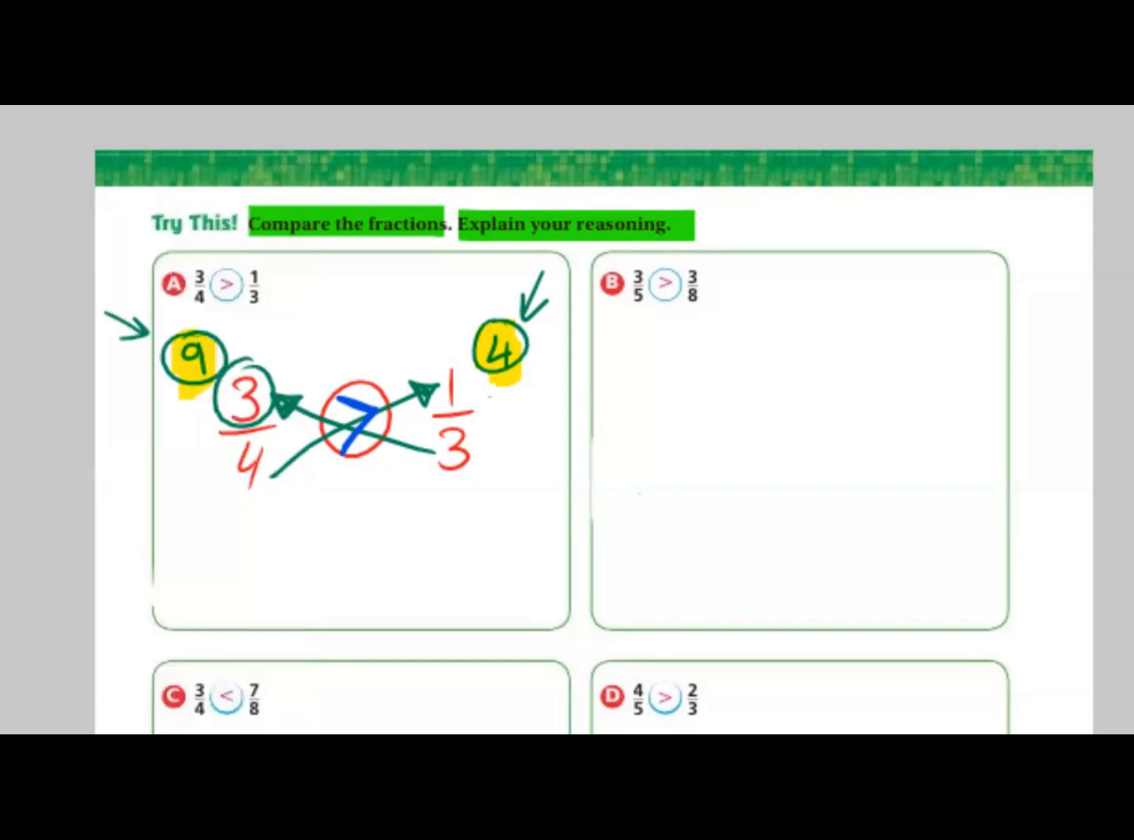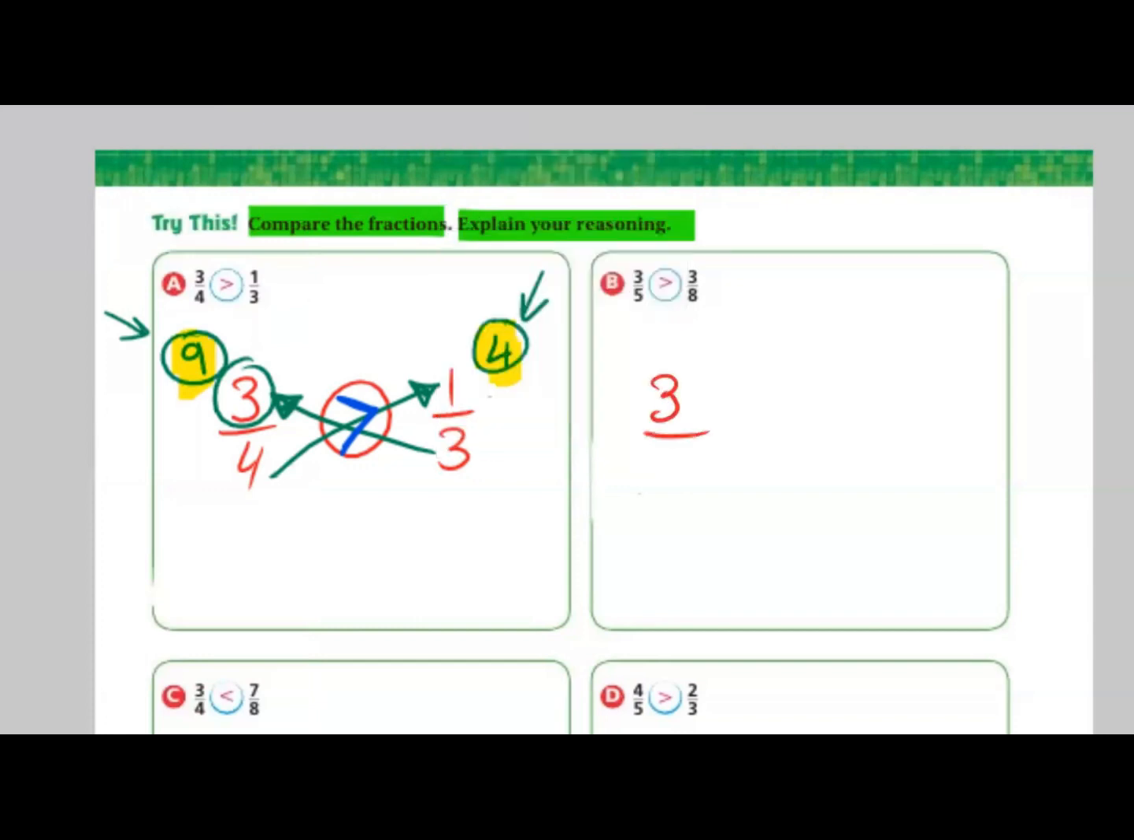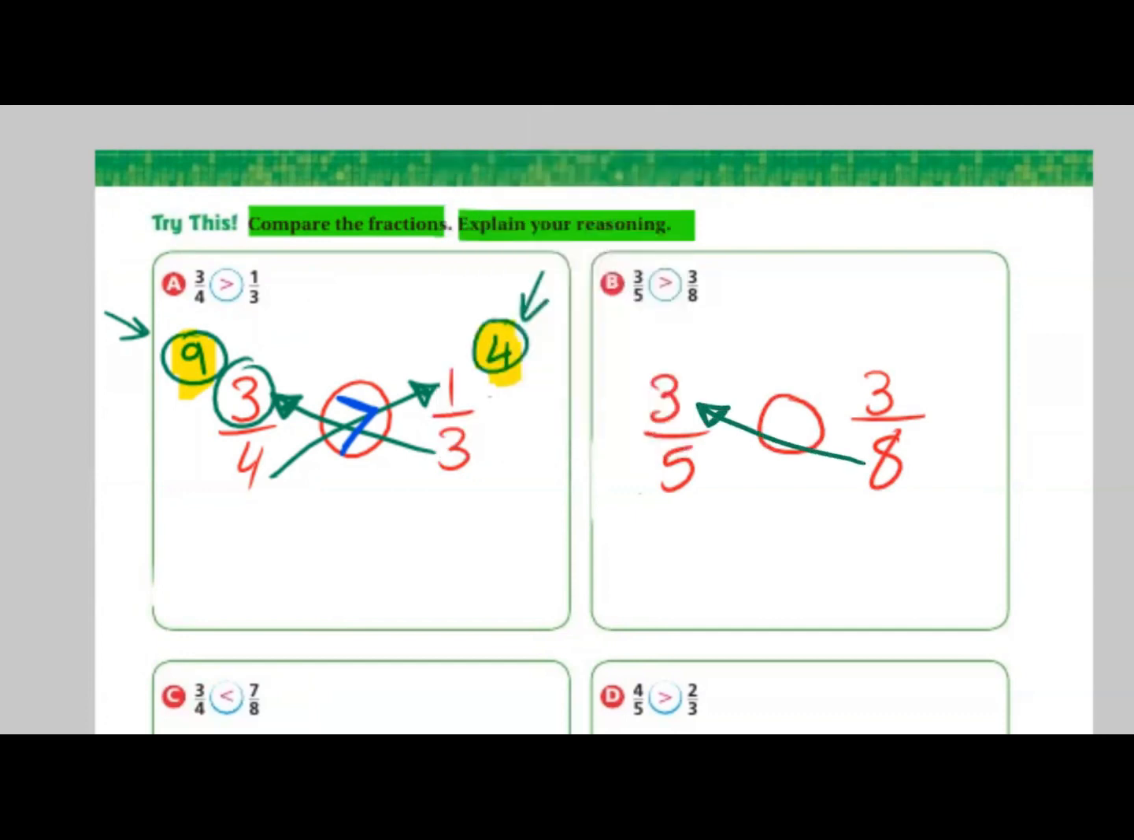First, we'll do scissors. Let's rewrite it first: 3 over 5 and 3 over 8. Scissors. 5 multiplied by 3 equals 15. We'll put 15 near the 5. So we're going to put 15 here. And 8 multiplied by 3.